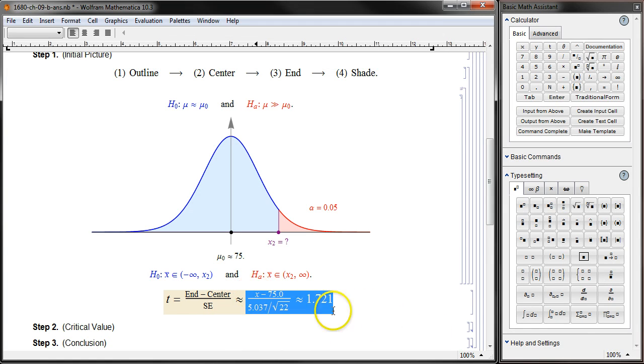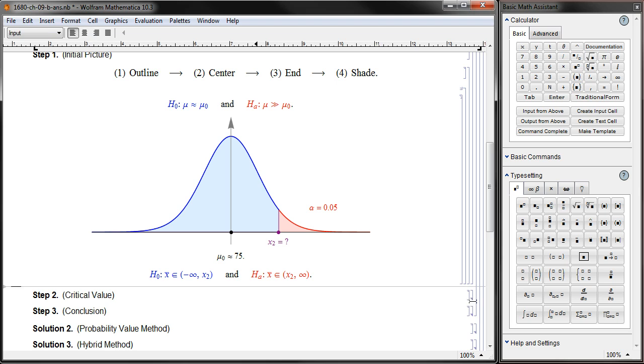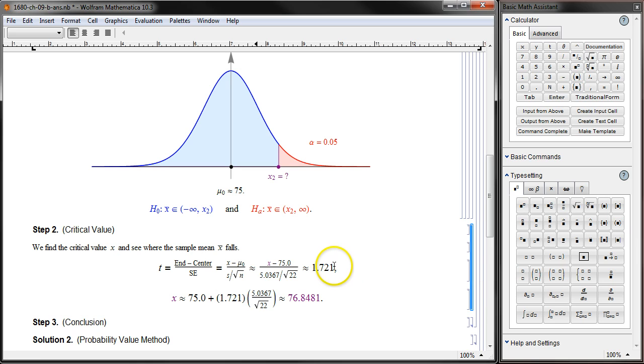Solving this equation here, you're going to get the x value. Once you find the x value to put right here, you can find out where the 77.33 falls. Does it fall in blue or does it fall in red? Well, here's the computation. Set up the equation and then solve for x. That means this endpoint is approximately 76.85, which means 77.33 is going to be bigger than that.